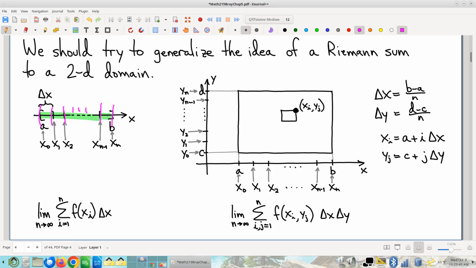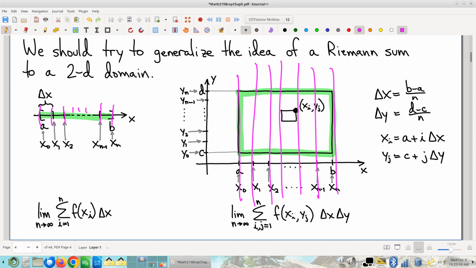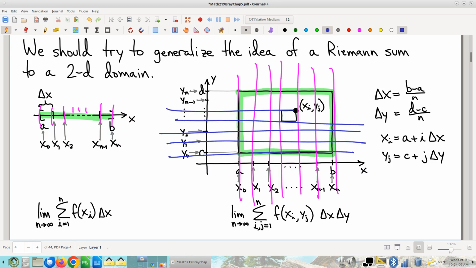Well, I'm going to have to take my domain, which is now a two-dimensional region, in particular a rectangle, and I got to slice it up into little pieces. For example, something kind of like this maybe. But then I got to keep going, right? I've got to slice this way as well. Now I've sliced it up into a bunch of little pieces.